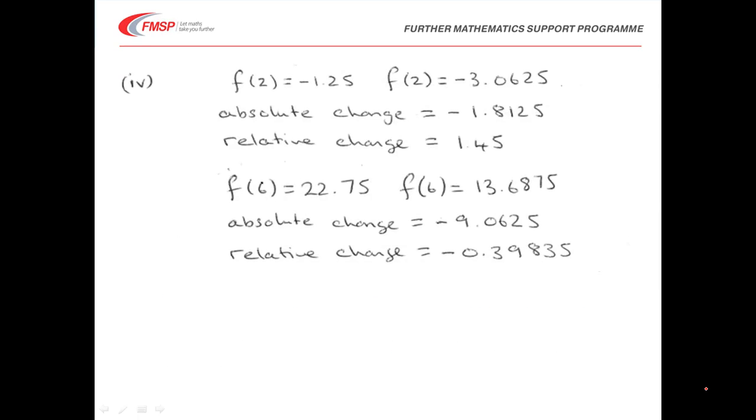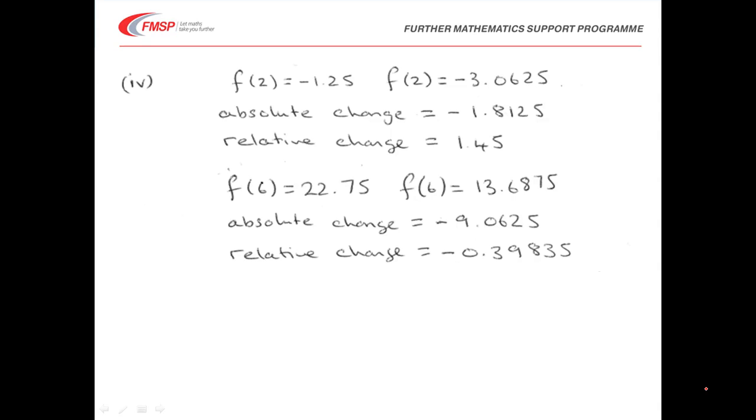So I've written down the two values of f2 and the absolute change, because we're going from part 2 to part 3, it's with the change from negative 1.25 to negative 3.0625. So I do second value take first. So the absolute change is negative 3.0625 take away negative 1.25, which is where we get negative 1.8125 from. The relative change is found by dividing that by the value that we started with, which is the one from part 2, the negative 1.25. So I've divided by negative 1.25, so I've got the absolute change and the relative change.